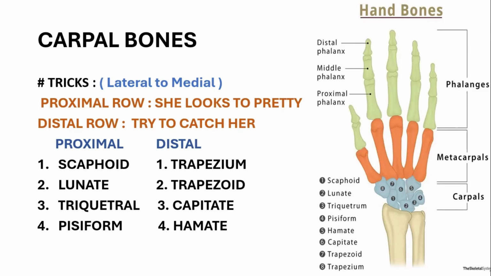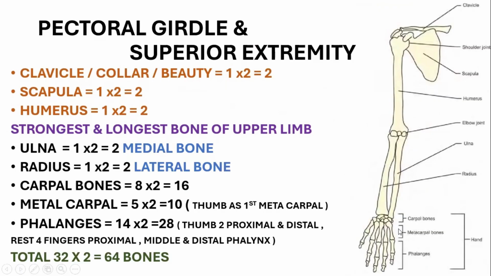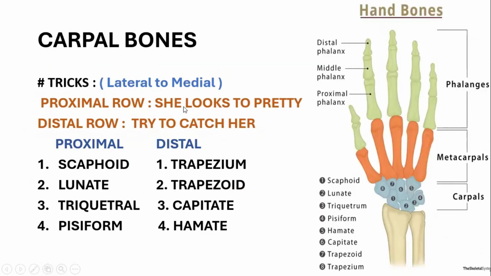Now let's imagine the proximal row. Proximal row means the row which is closer to the heart, and then the distal row. Let's imagine this is proximal and this is distal. For the proximal row, there is one mnemonic: she looks too pretty. And for the distal row: try to catch her. This is the mnemonic.